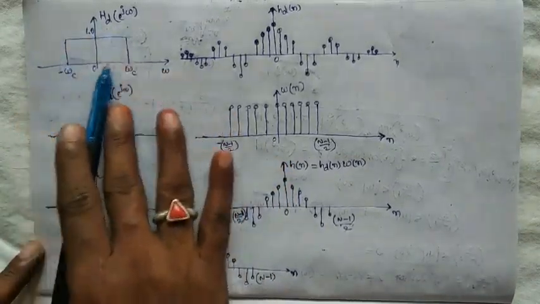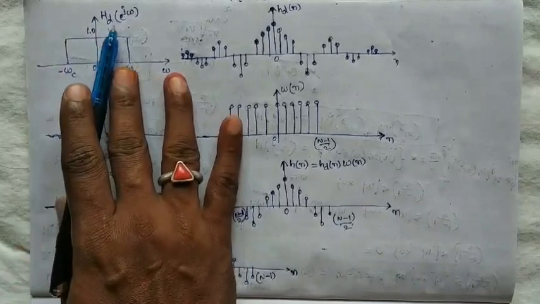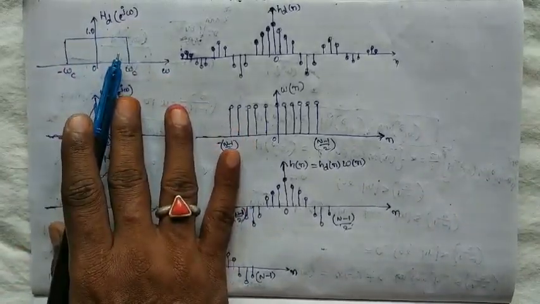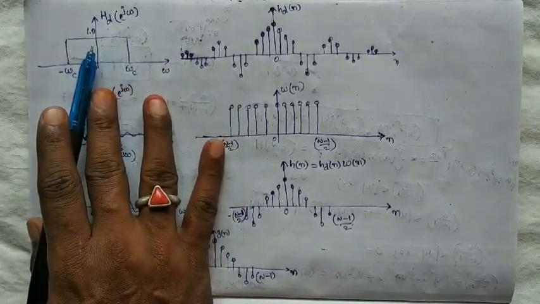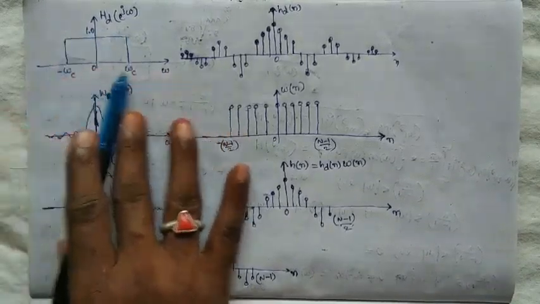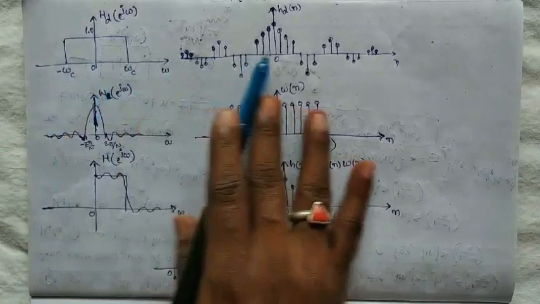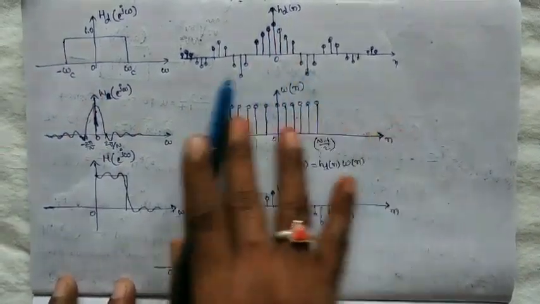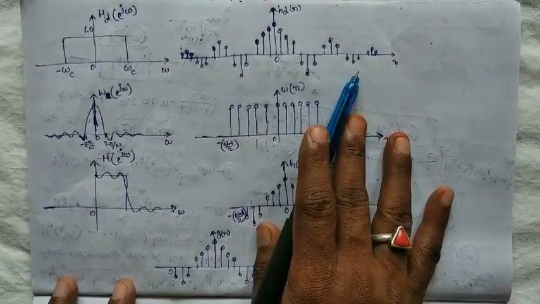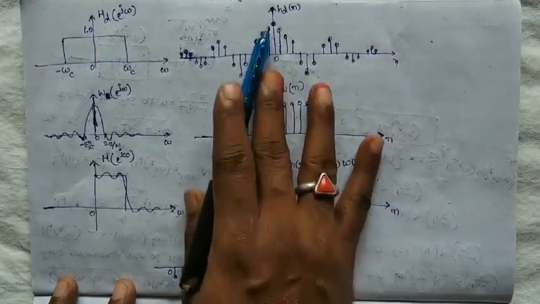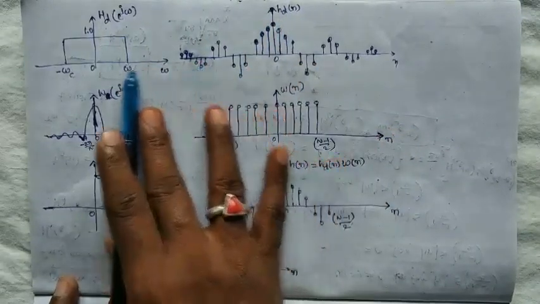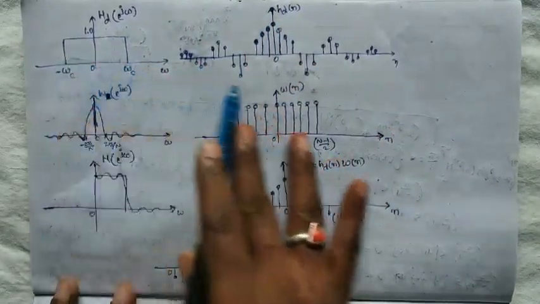Now we are determining what? The impulse response of the filter, that means hd of n. Actually, the inverse Fourier transform of this rectangular function is what? The sinc function. Here hd of n is the sinc function. The inverse Fourier transform of the rectangular function is the sinc function.